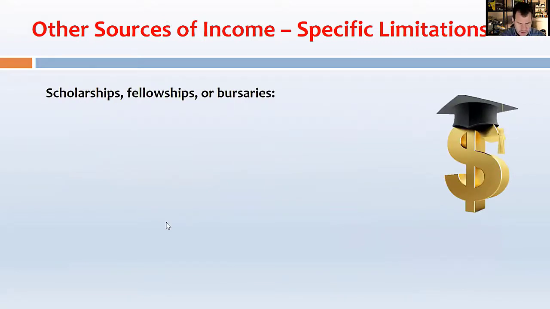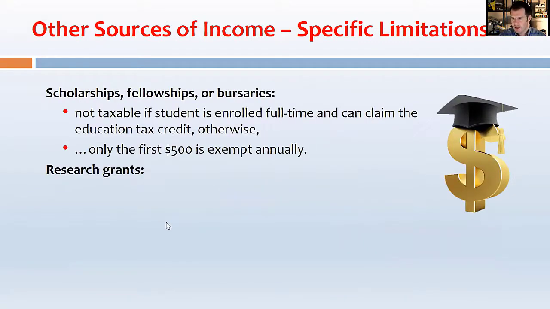Okay, so here's the scholarships, fellowships, and bursaries. Like I said, they're not taxable if the student is enrolled in full-time and can claim an education tax credit. I believe part-time as well, and it should say that also, but for now, just stick with what it says up here. It says only the first $500 is exempt annually.